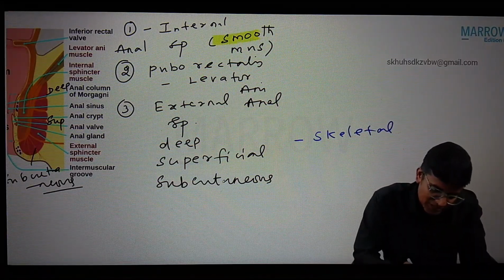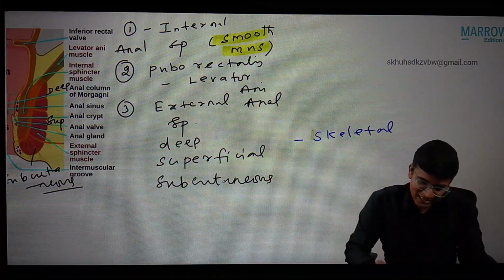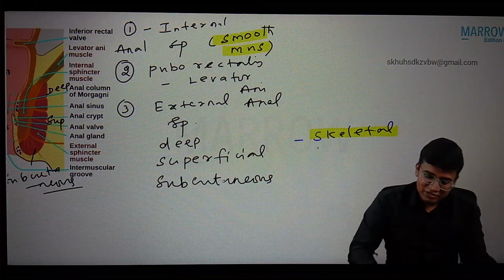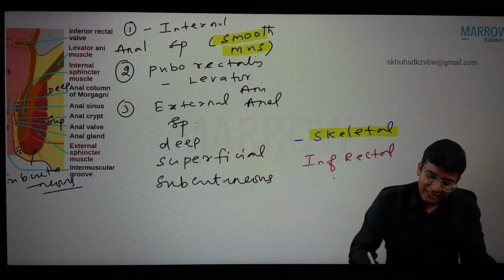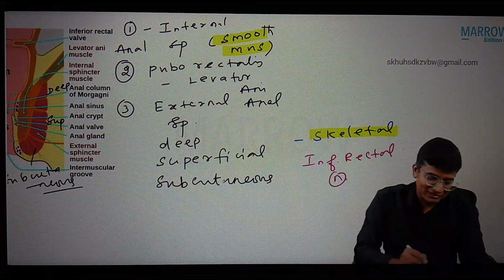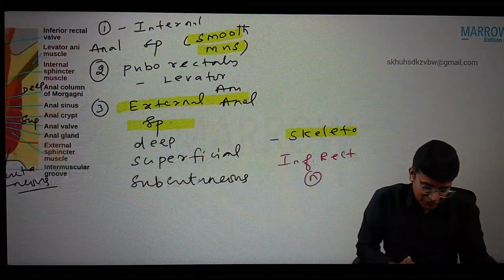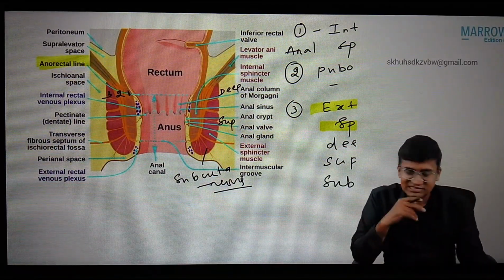Internal sphincter, smooth muscle. Smooth muscle is supplied by the autonomic nervous system. We know that. The skeletal muscle, external sphincter, is supplied by the pudendal nerve. Which branch of the pudendal nerve? The inferior rectal nerve supplies the external sphincter. Okay. Right. So please remember, the anorectal ring or anorectal junction is formed by these three components.